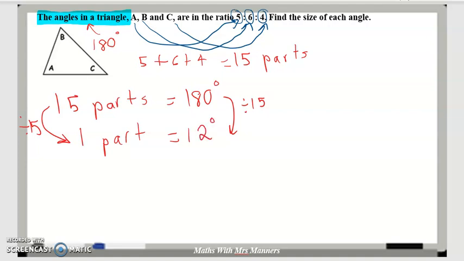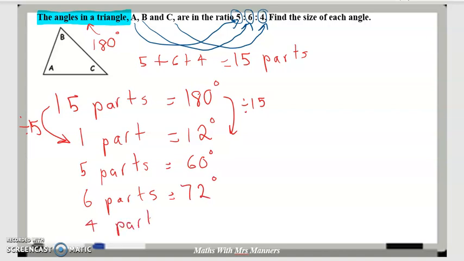And now I've got to work out what angle A, angle B, and angle C is. Well, angle A is worth 5 parts. So I now want 5 lots of 12, which is 60 degrees. And angle B is 6 parts. So then I'll want 6 lots of 12, which is 72 degrees. And then angle C is only 4 parts. So I'm going to want the 4 parts of 12, which is 48 degrees.